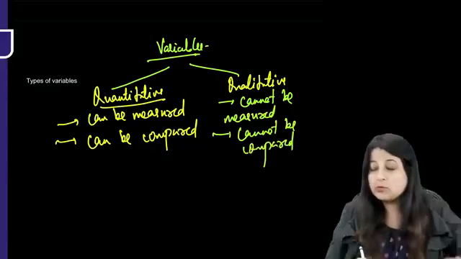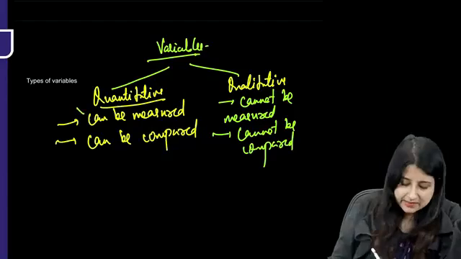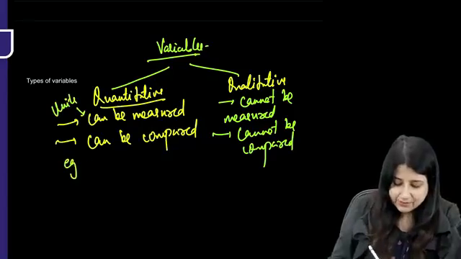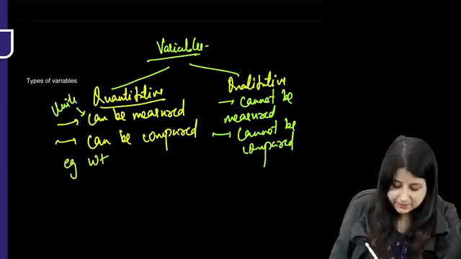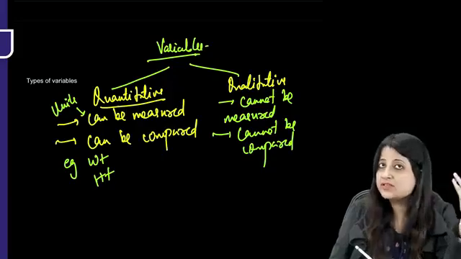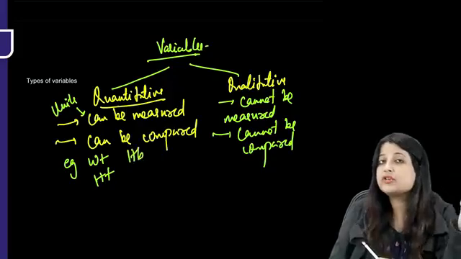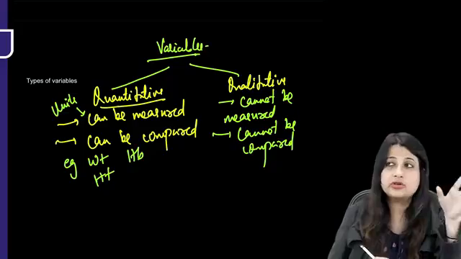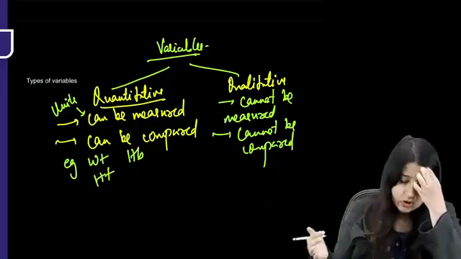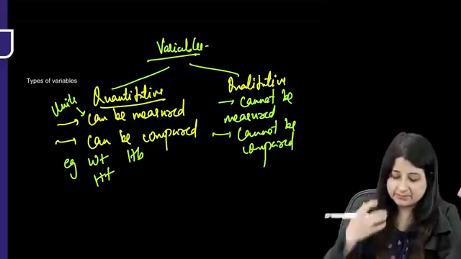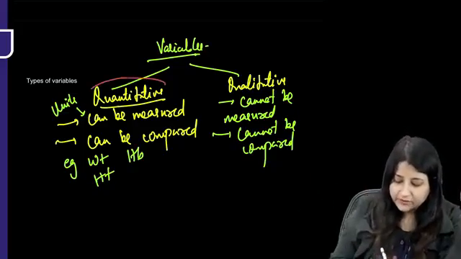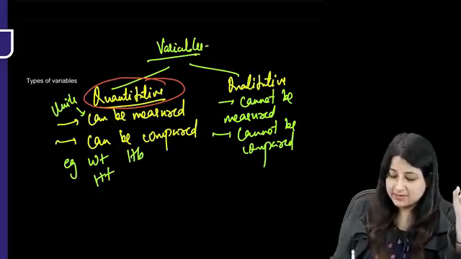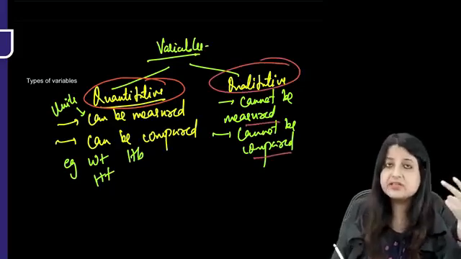What do I mean by this? What do I mean when I say can be measured? Measured means it has some unit. It can be measured in some unit. Example, weight. Weight can be measured in kilogram, grams. Height can be measured in centimeters, feet. Hemoglobin can be measured in gram per dl. Plus we can compare also. My hemoglobin can be less than yours, or your hemoglobin can be more than your friend's. Your weight could be more than somebody else's or less than somebody else's. So the important thing to remember is quantitative variables can be measured, that means they have a unit, plus they can be compared. And qualitative variables cannot be measured, cannot be compared.